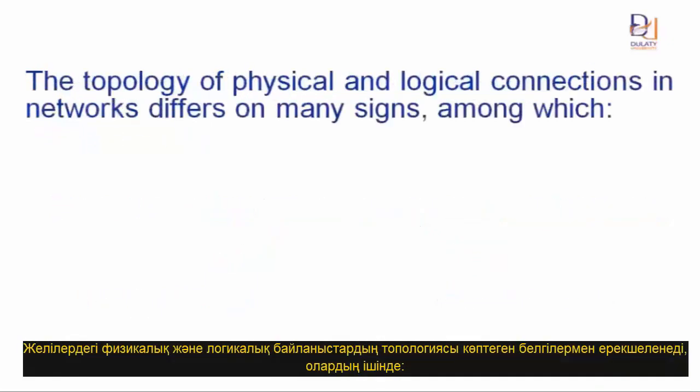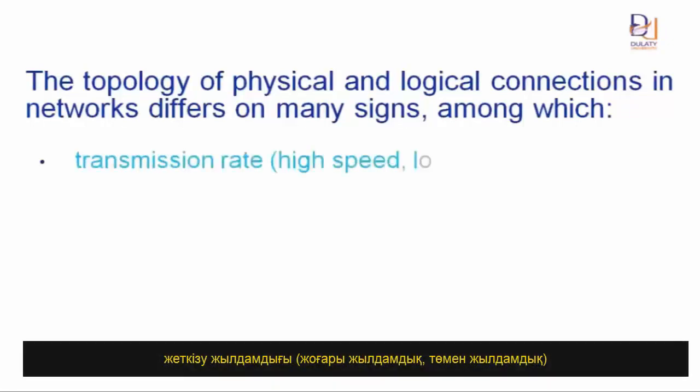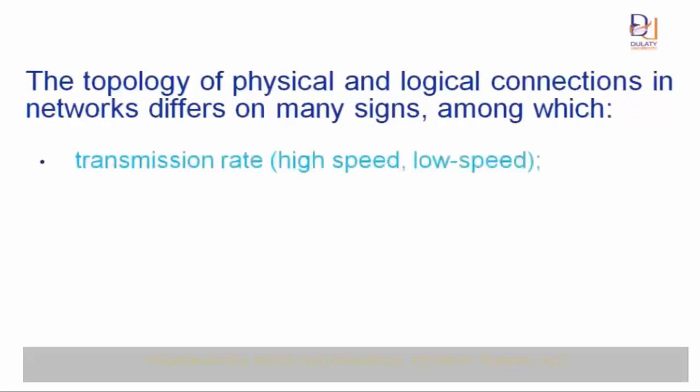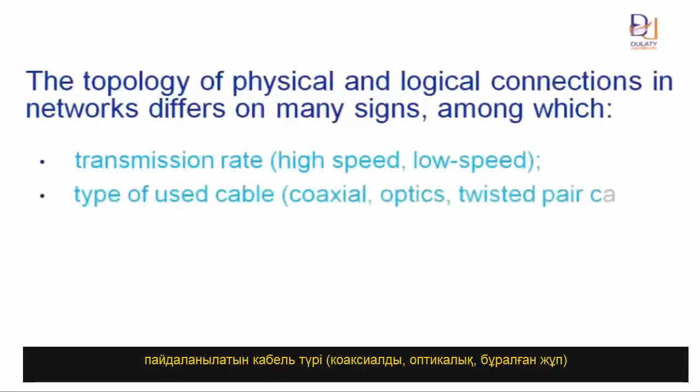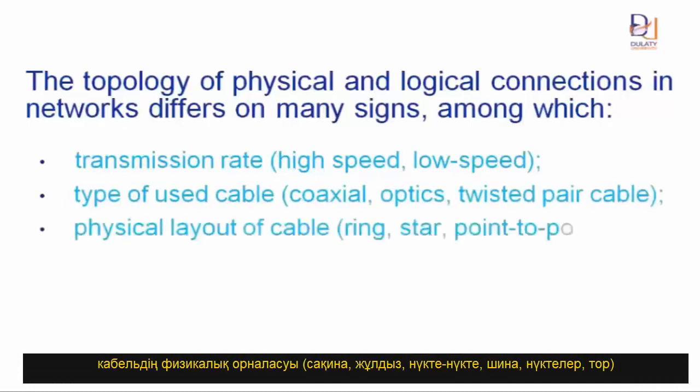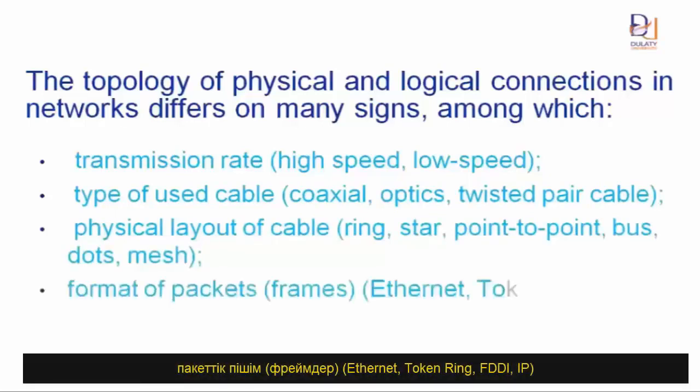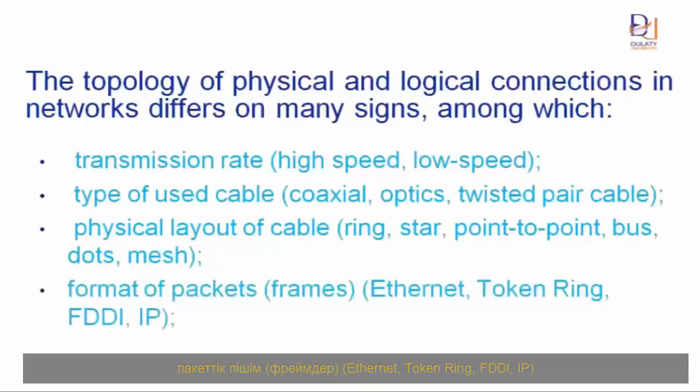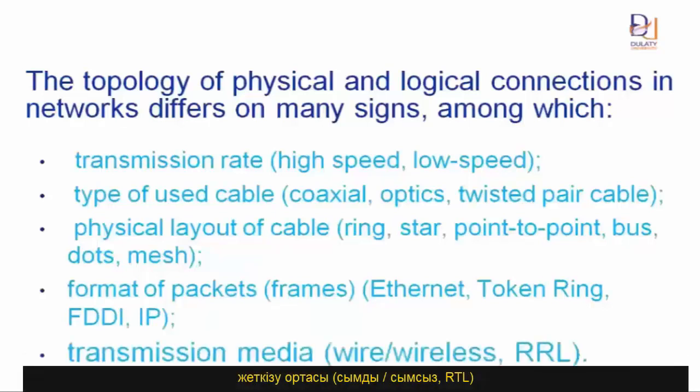The topology of physical and logical connections in networks differs on many signs, among which transmission rate, high speed, low speed, type of used cable, coaxial, optics, twisted pair cable, physical layout of cable, ring, star, point-to-point, bus, mesh, format of packets, frames, Ethernet, token ring, FDDI, IP, and transmission media, wire or wireless.